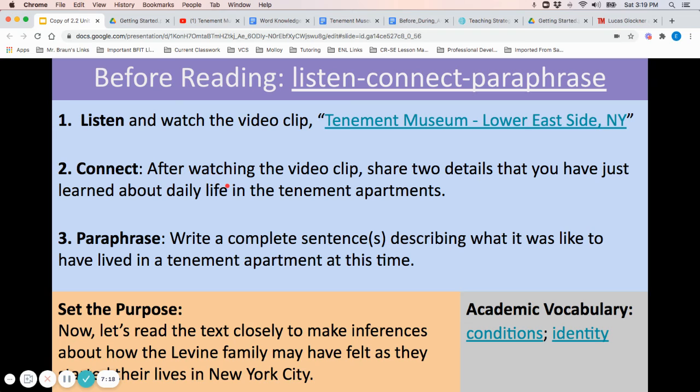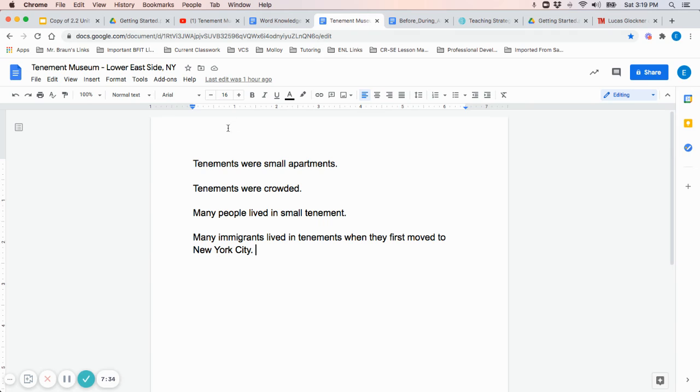After watching the video clip, students are going to share 2 details that they learned about daily life in the tenement apartments. Students can also write a complete sentence about what life was like in a tenement apartment. Students can write such sentences such as, tenements were small apartments, or tenements were crowded, or many people lived in a small tenement. Many immigrants lived in tenements when they first moved to New York City.